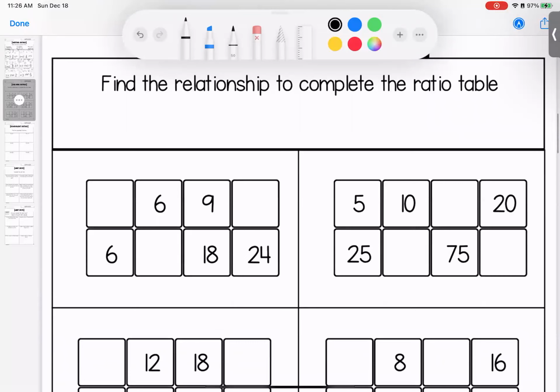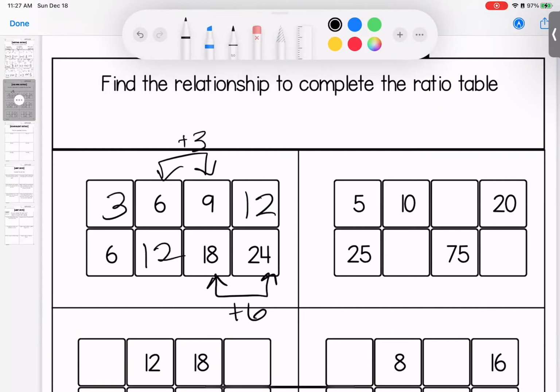So we're looking for 2 things. We need to figure out how do we get from here to here? What's the change? And what is the change here? And then we need to keep it consistent, okay? So when I go from 6 to 9, I go up 3. When I go from 18 to 24, I go up 6. So I want to increase or decrease my top number by 3 and my bottom number by 6. So when I do that and I fill in my missing pieces, I have 3, 6, 9, 12 across the top, 6, 12, 18, 24 across the bottom.